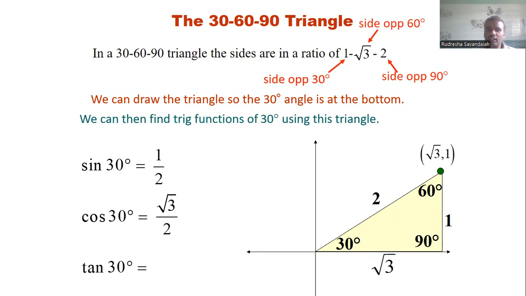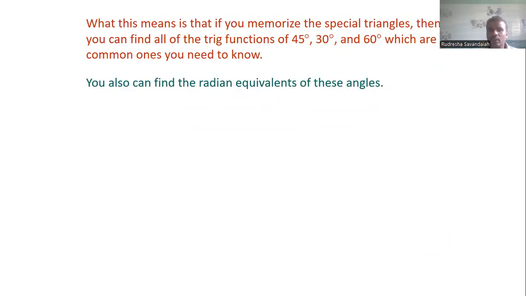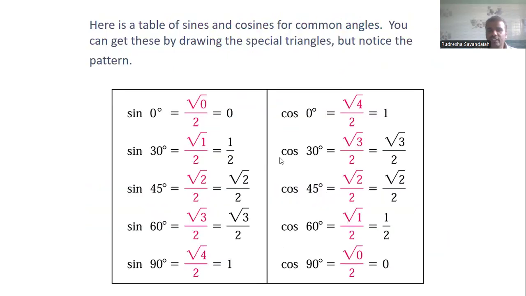See here, sin 30 is equal to 1 by 2, cos 30 is equal to root 3 by 2, tan 30 is equal to 1 by root 3. Please look at here. What this means is that if you have memorized the special triangles, then you can find all the trig functions of 45 degrees, 30 degrees, and 60 degrees, which are the common ones you need to know. You can also find the radian equivalents of those angles: 45 degrees is pi by 4, 30 degrees is pi by 6, and 60 degrees is pi by 3.